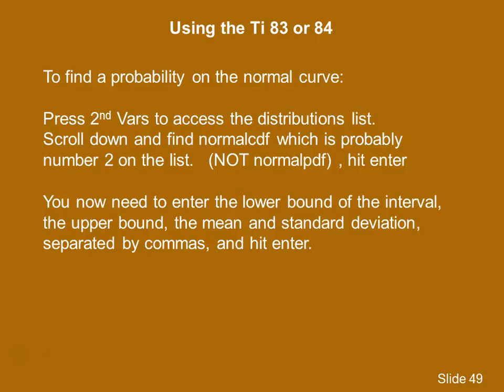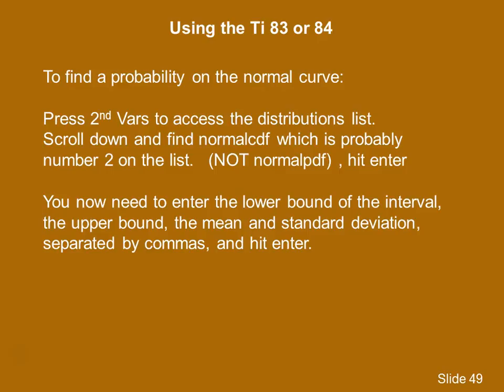Okay, now for those of you who have a TI-83 or 84, the normal distribution function is in your calculator, and we'll show you how to do these problems on your calculator. First, if you want to find a probability on the normal curve, press the second level button again, and hit the VARS button, which gets you into what I call the distributions list. Scroll down until you find normalcdf, which stands for cumulative distribution function.